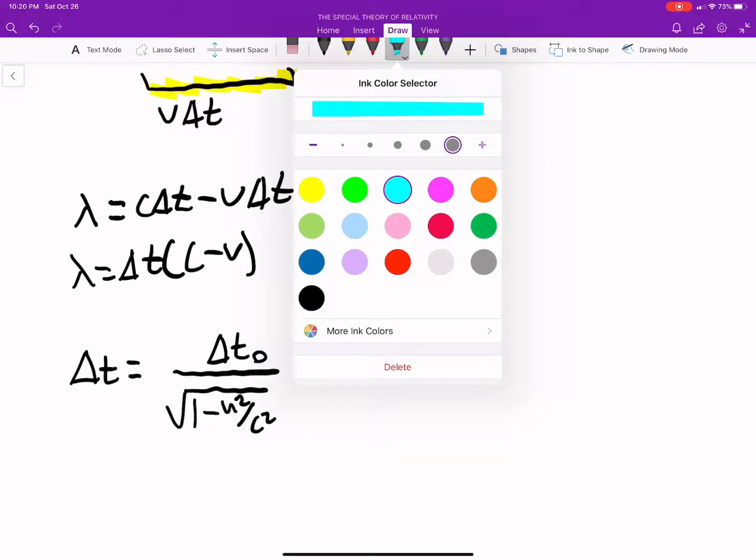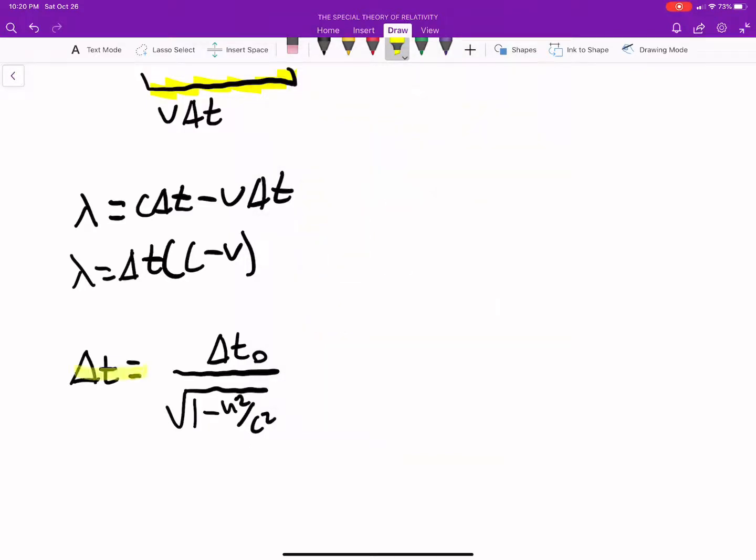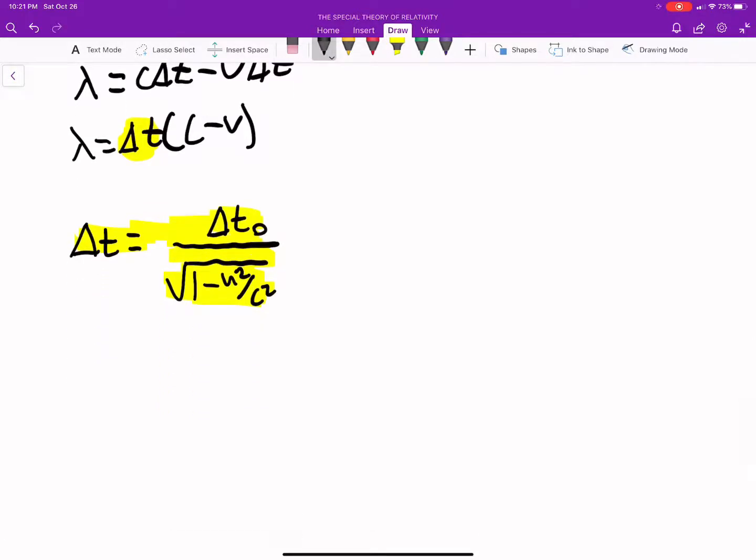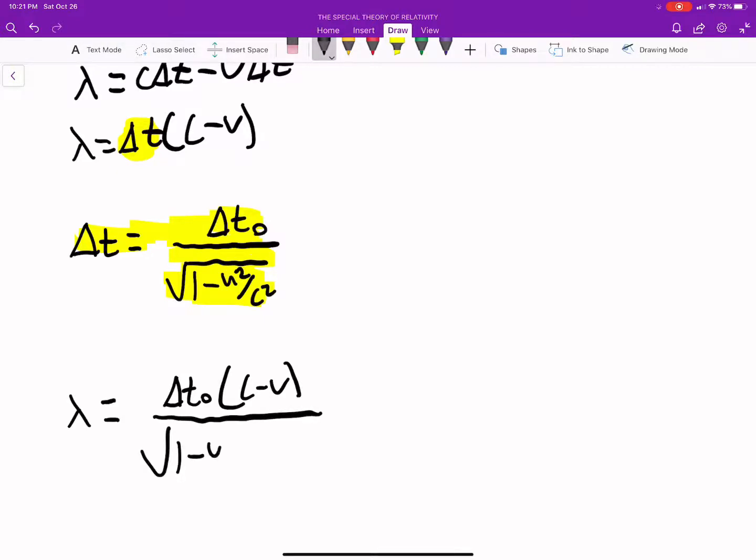So this bit right here, all this stuff can be substituted in right here. But before, well, let's go ahead and do that actually. So we get lambda equals delta t naught times c minus v all over the square root of 1 minus u squared over c squared.